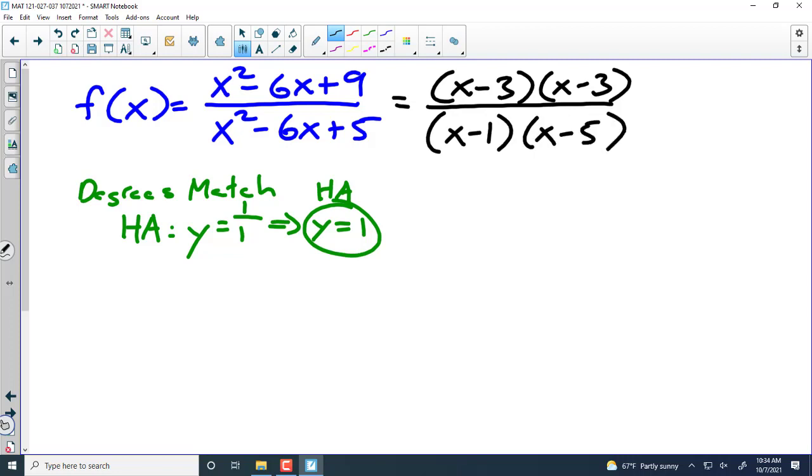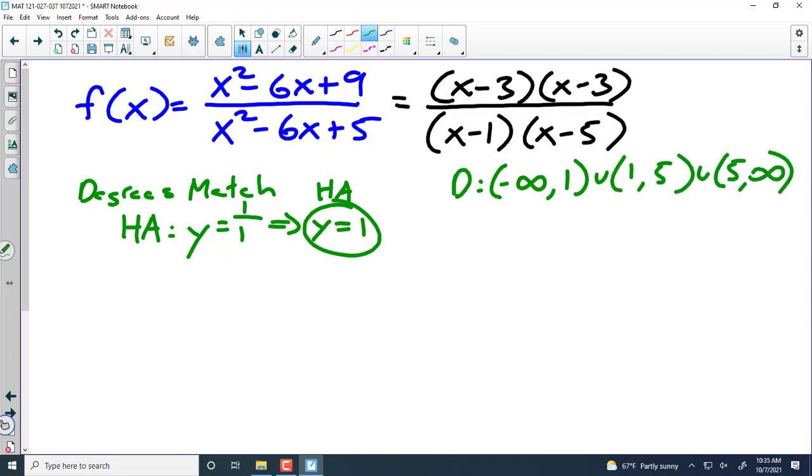And all this tells us stuff, it just tells us different things. For instance, x minus 1, x minus 5 on the bottom tells us that our domain is everything except the number 1 and the number 5. Therefore, our two vertical asymptotes are going to be at x equals 1 and x equals 5.